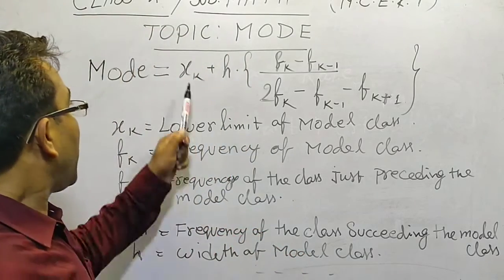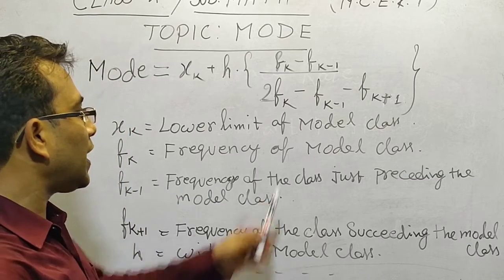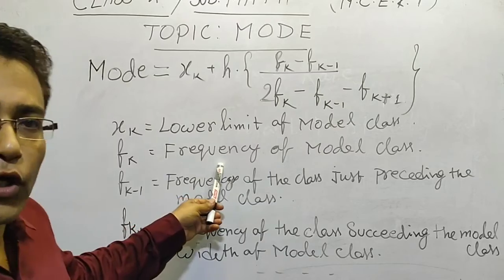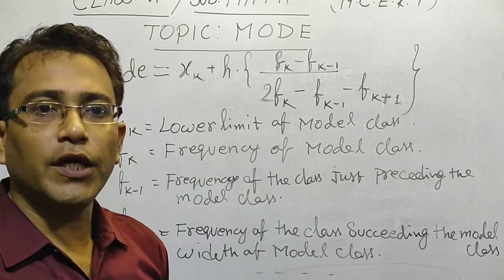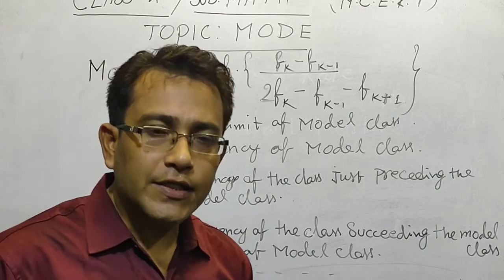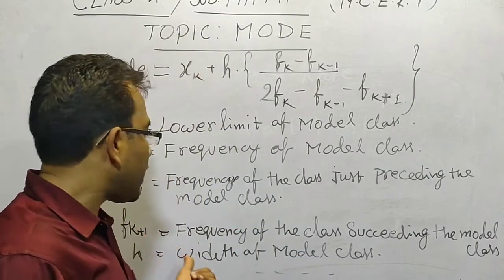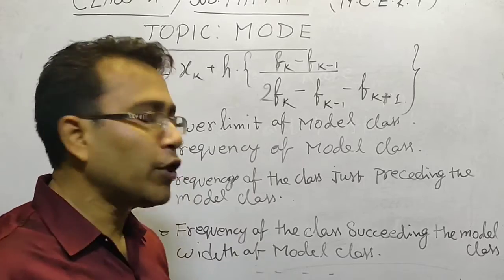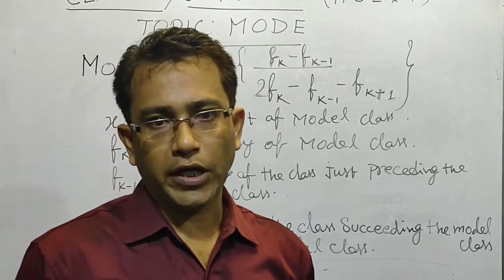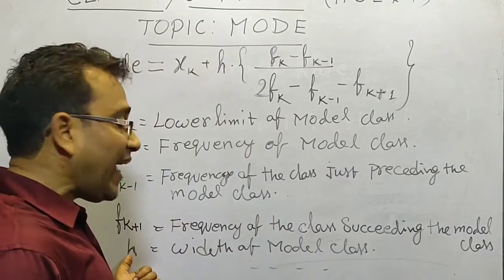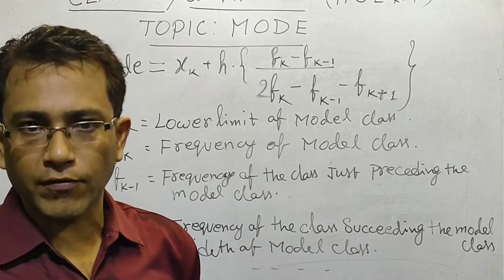Here xk is the lower limit of the modal class, fk is the frequency of the modal class, fk minus 1 is the frequency of the class just preceding the modal class, and fk plus 1 is the frequency of the class just succeeding the modal class. And last one, h, you know, h is the width of the class interval.